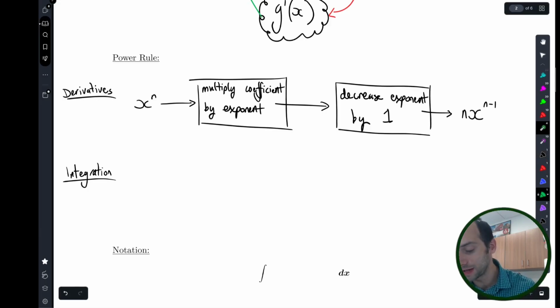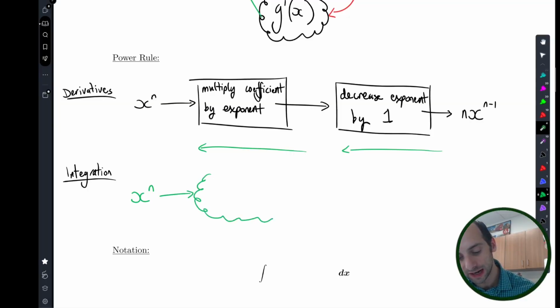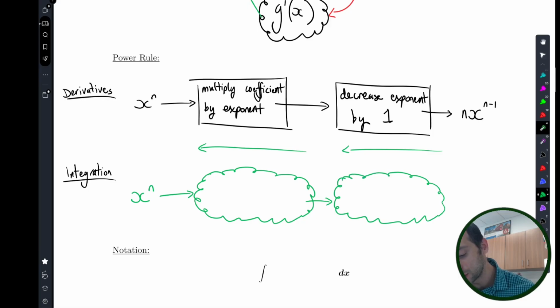Okay? So the goal here is to come up with a similar machine that works for integration. Okay, so essentially we want to undo the operations of our derivative power rule. Okay? So what's that going to look like? We're still going to feed in the same input, x to the n. It's still going to have two steps. We'll draw these in bubbles to make sure they're pretty clearly different. Okay? It's going to do two steps, and it's going to spit out an output. Okay? Now, what are those two steps? We need to basically reverse the operations of our derivative power rule.